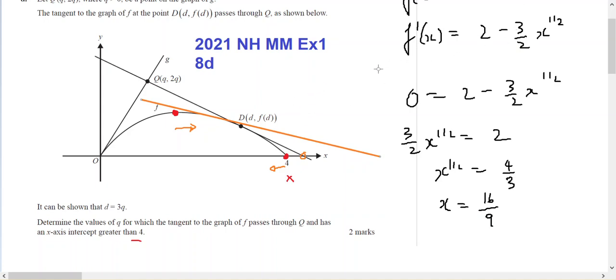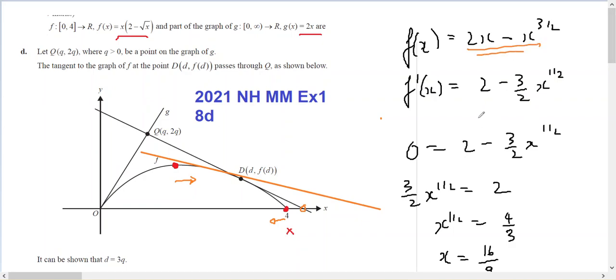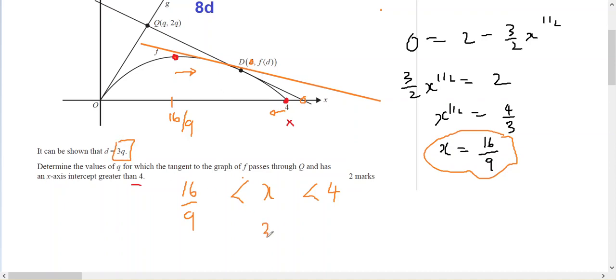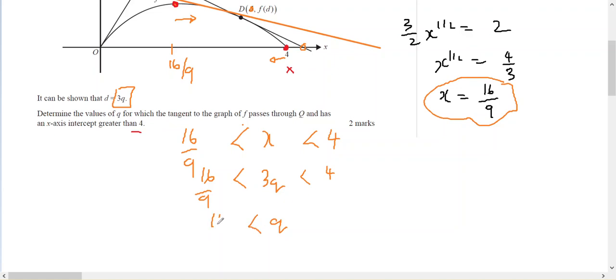So I have taken my derivative of the function f. I've set it equal to 0, and I found that its turning point is at 16 on 9. So I think that the x value needs to go between 16 on 9 and 4. And I'm told that the x value, which is d, is 3q. So 3q has to go from 4 through to 16 on 9. Therefore, q has to go from 16 on 27 through to 4/3.